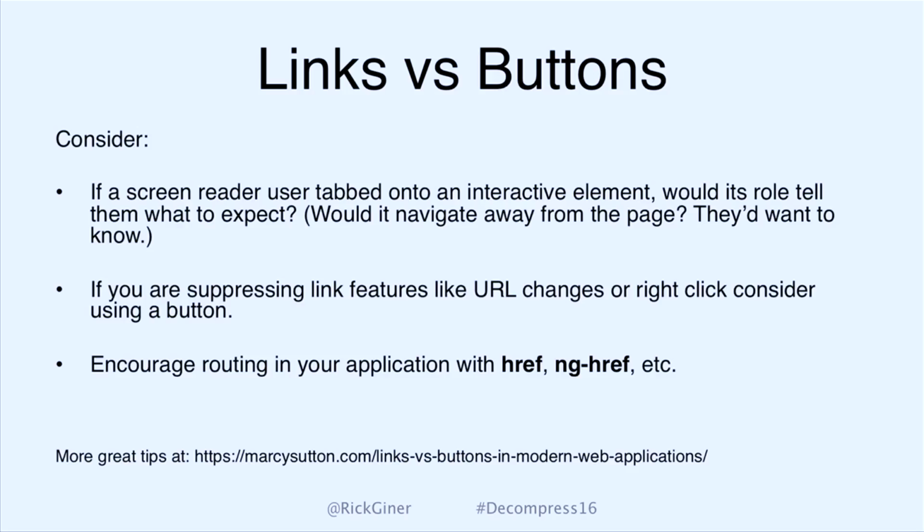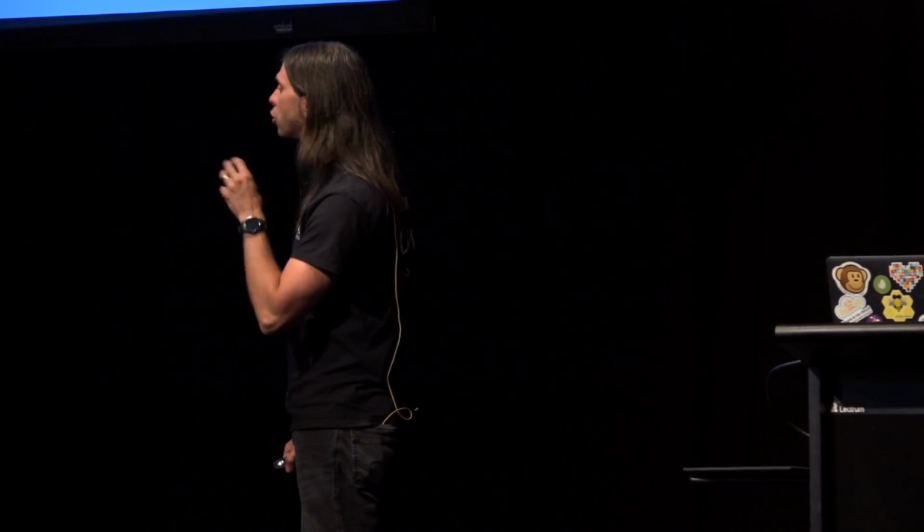So when you're deciding whether to use links or buttons, consider this. If a screen reader user tabbed onto an interactive element, would its role tell them what to expect? They need to know this, because if it says this is a link, they will be hitting one key. If it's a button, they would be hitting another key. If you're suppressing features like the href, if you don't want them to open a page in a new browser window, consider using a button instead of a link.